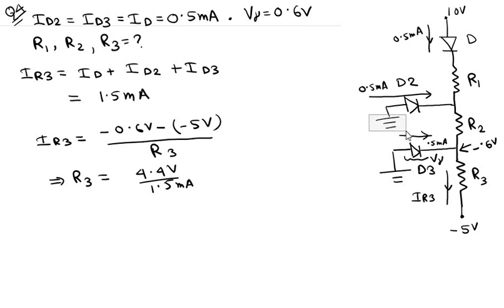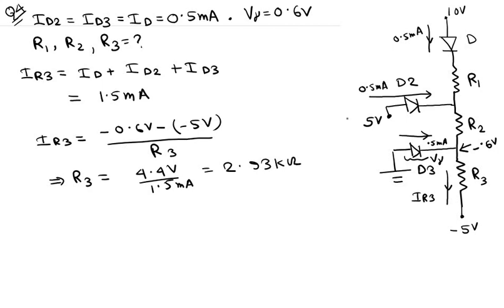Sorry, this point is actually not grounded, but this point is actually provided a voltage of 5 volts over here. Okay, so R3 is basically 4.4 volts divided by 1.5 milliampere. So let me check what this value is. So this is 2.93 kilo ohms actually. So 2.93 kilo ohms over here.